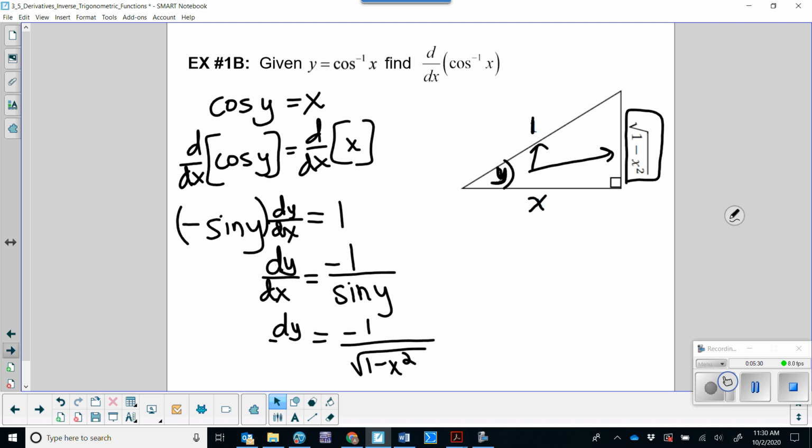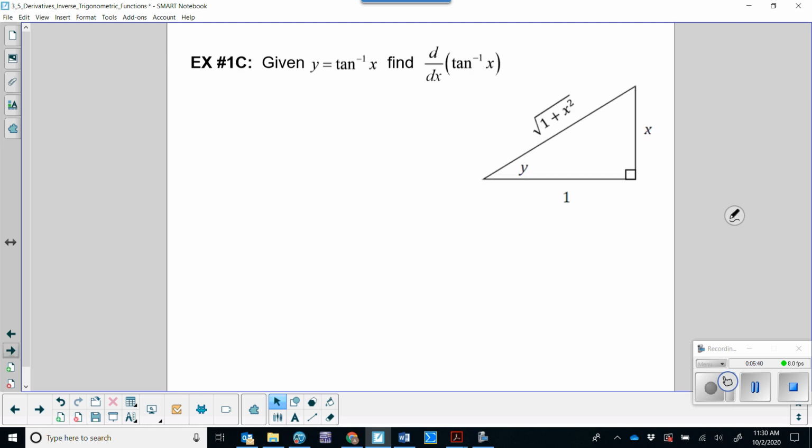Notice how similar the formula is. It just happens to be negative. That's a wonderful, fantastic thing that happens, and we'll see that in just a second. So now let's do tangent. Same idea. y equals tangent inverse of x is the same thing as saying tangent y equals x.